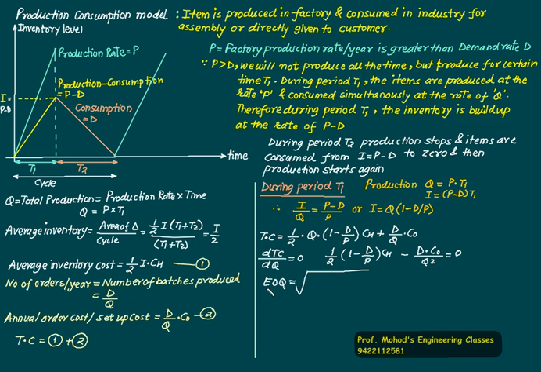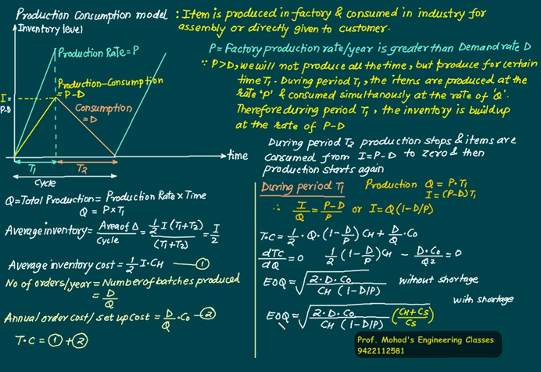So we are again getting the same equation that we have developed initially. This is the square root of 2 times demand multiplied by CO, that is order cost, divided by the holding cost. Only thing that the denominator is multiplied by 1 minus D divided by P, where D is demand and P is the production rate. This is the economic model for the production consumption without shortage.